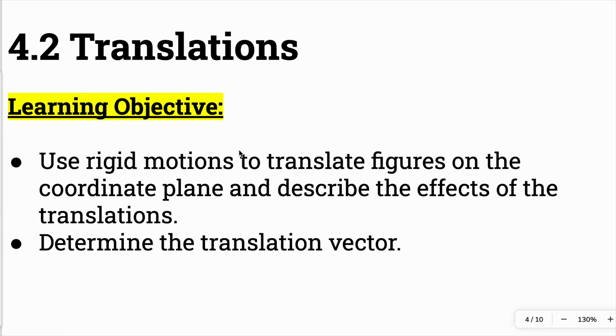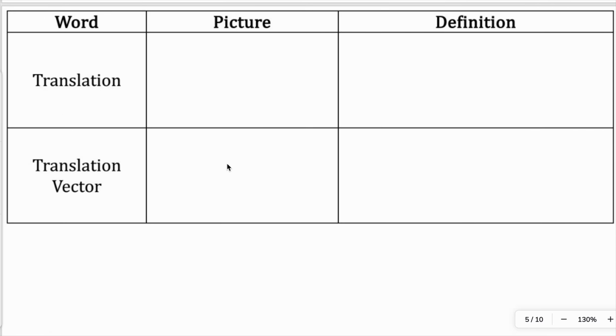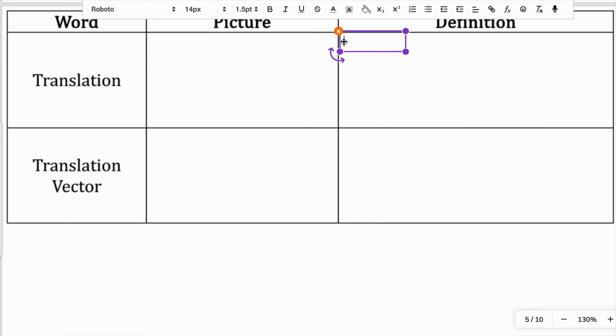Today we're going to look at 4.2, which is about translation, so how to use rigid motions to translate figures on the coordinate plane, describe the effects of those translations, and then determine the translation vector. We've got some vocabulary terms, so I'm going to type this in first, then we'll draw some pictures.